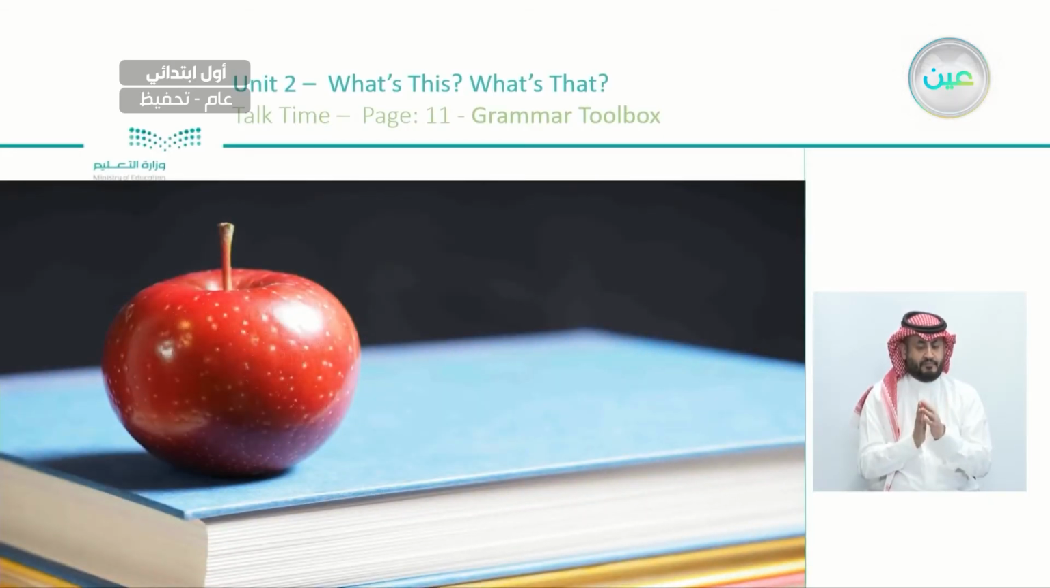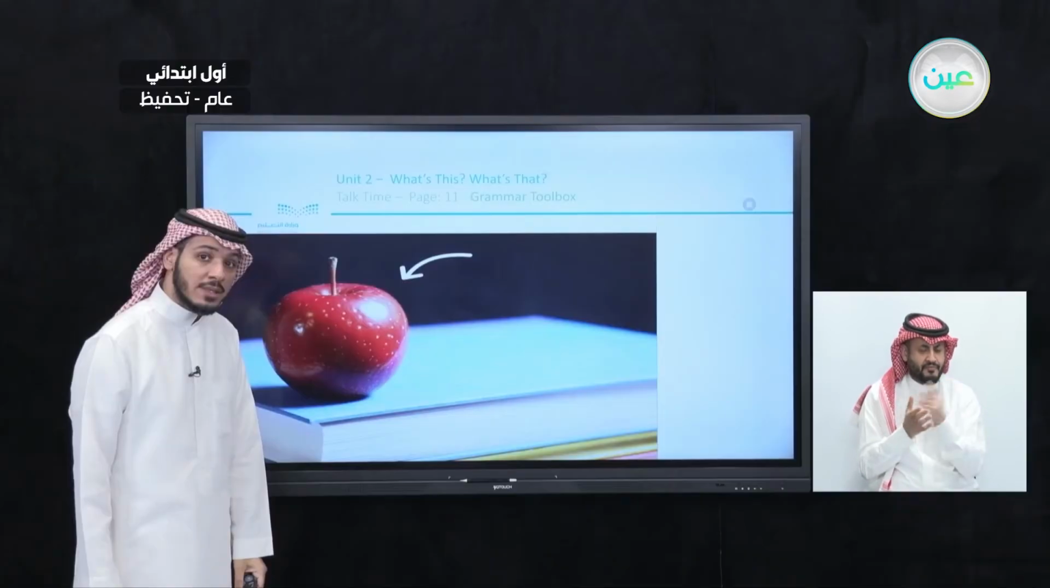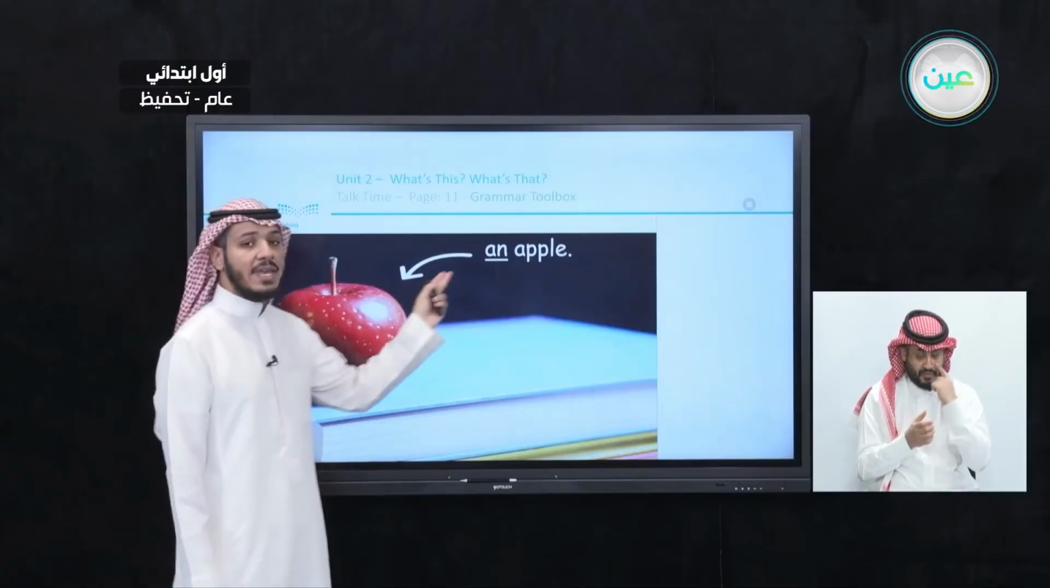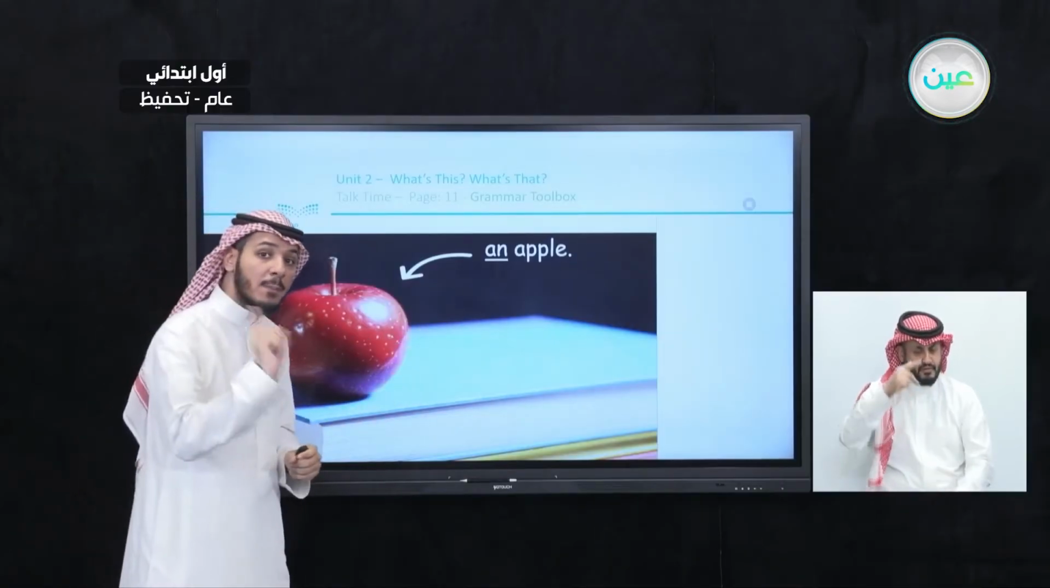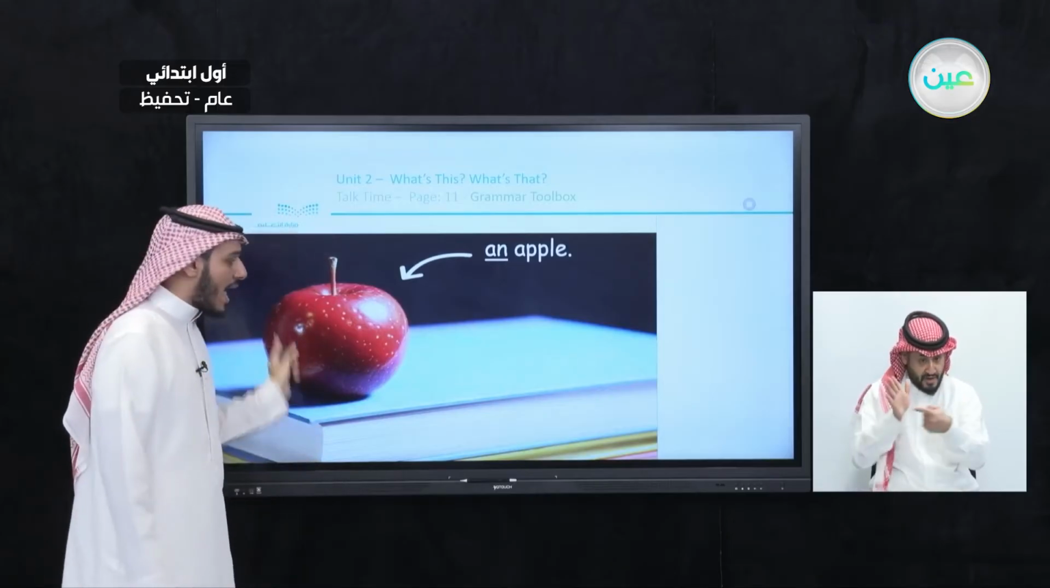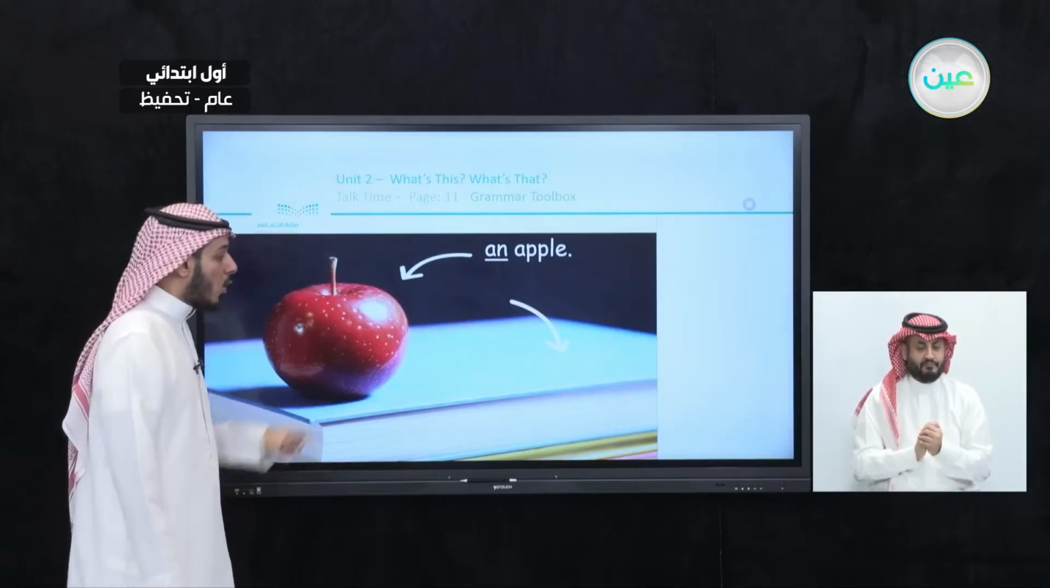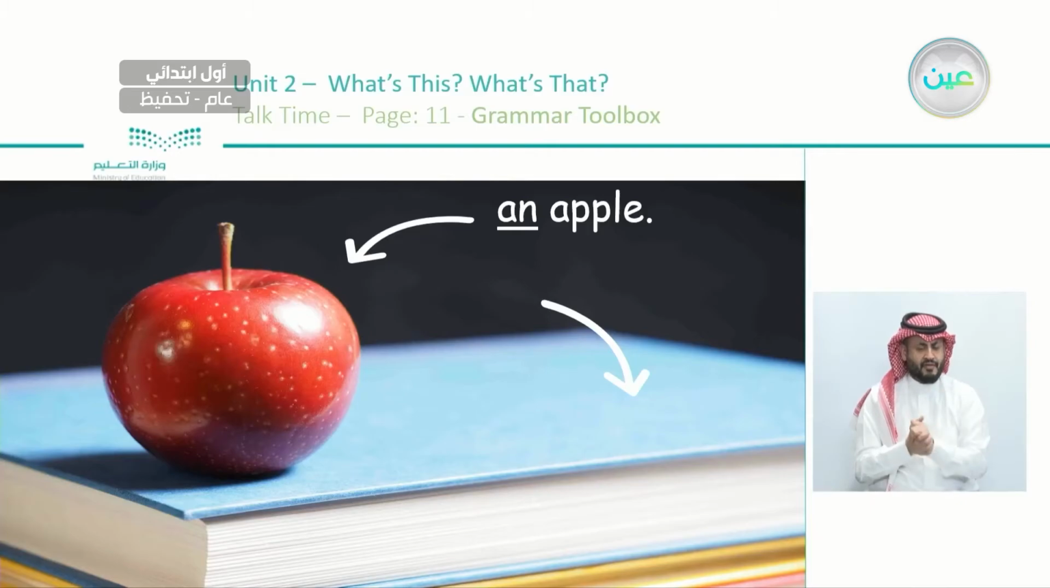Okay. Now, on page 11, turn to page 11. We have grammar toolbox here. Okay, now, can you tell me what is this? Yes, this is what? Excellent. We have an apple. Okay, what's this? Yes, it's a book.